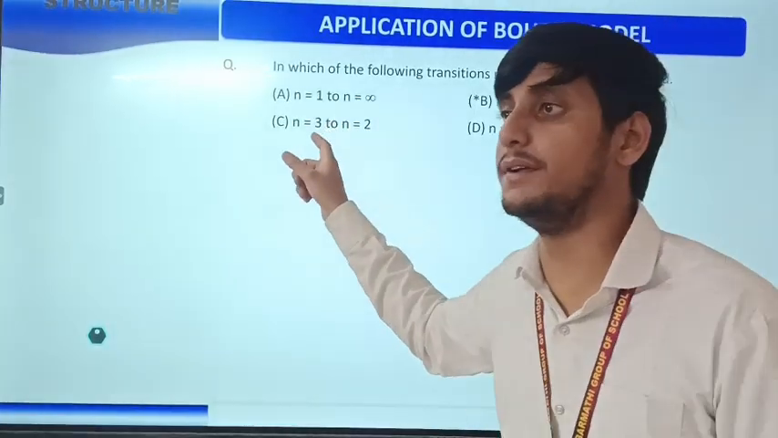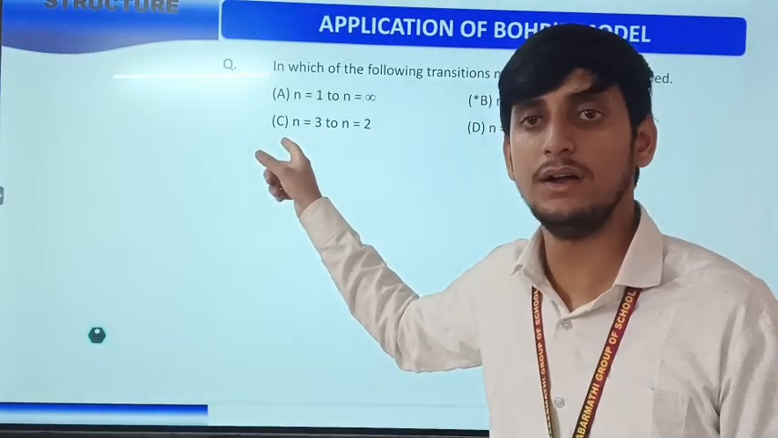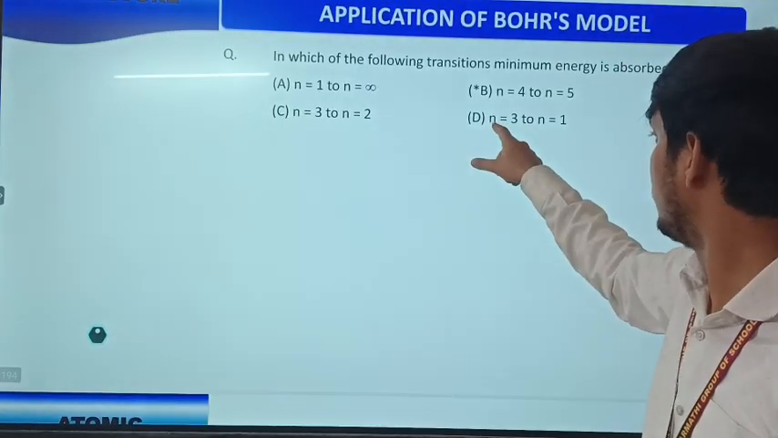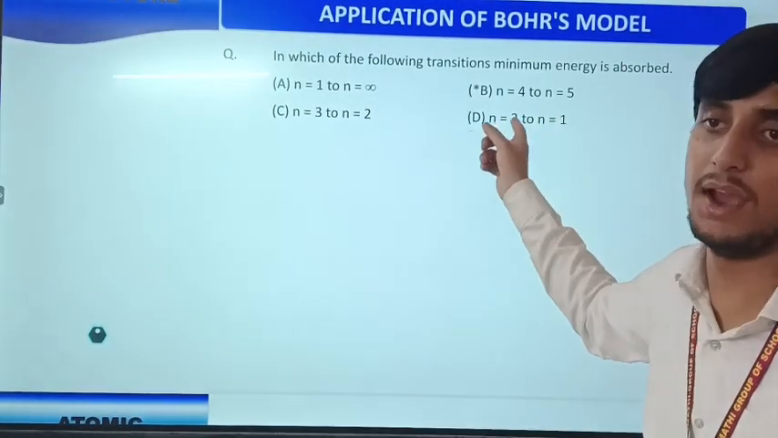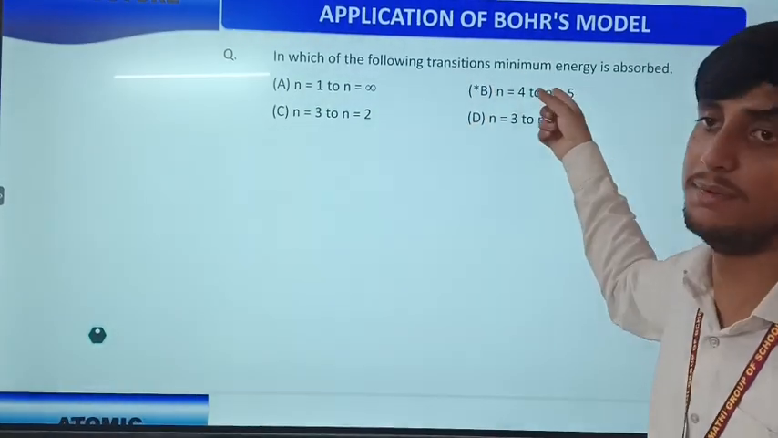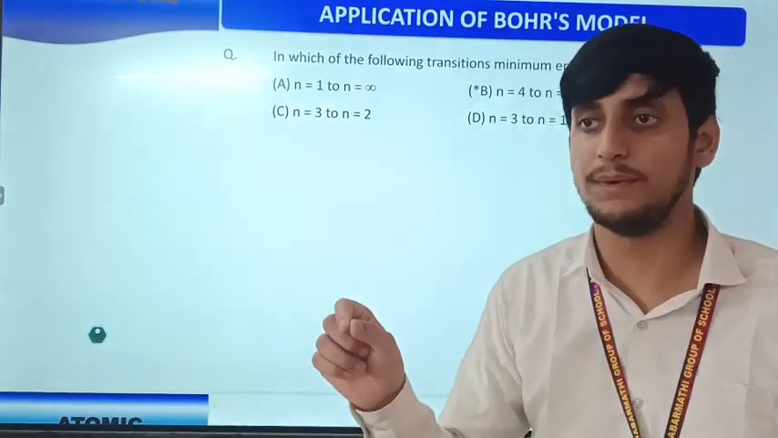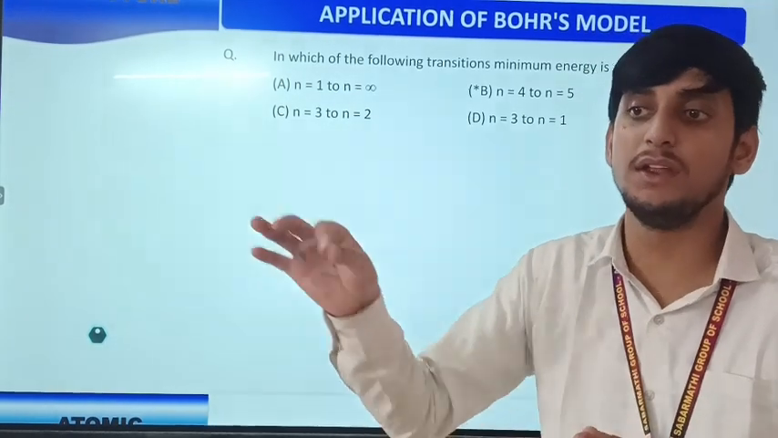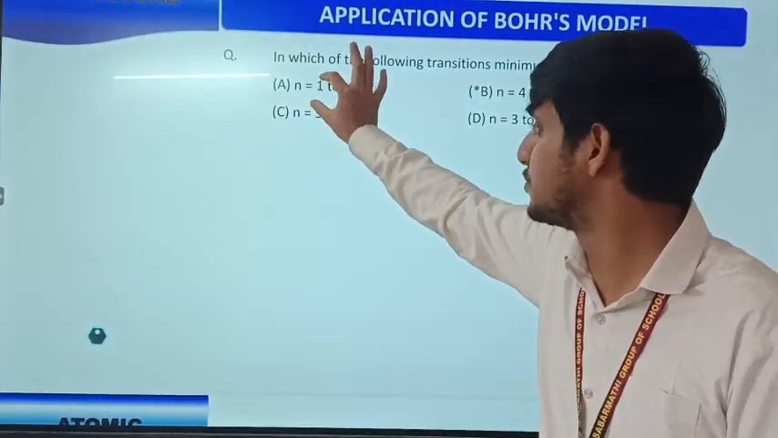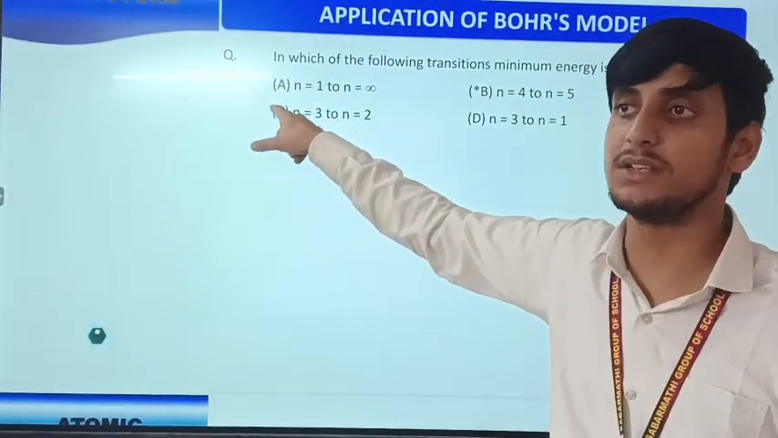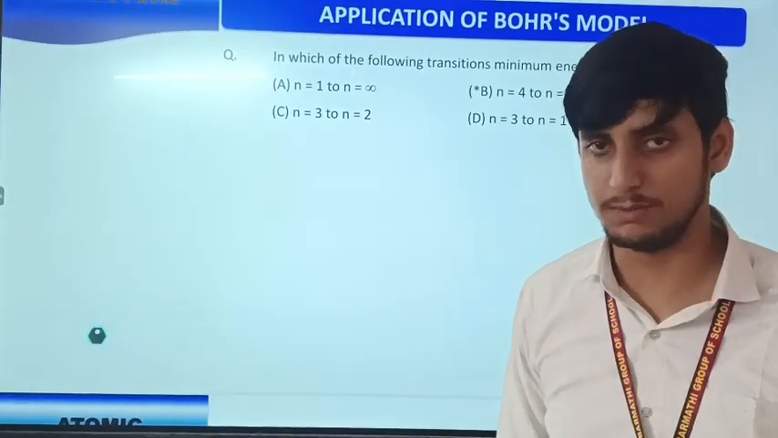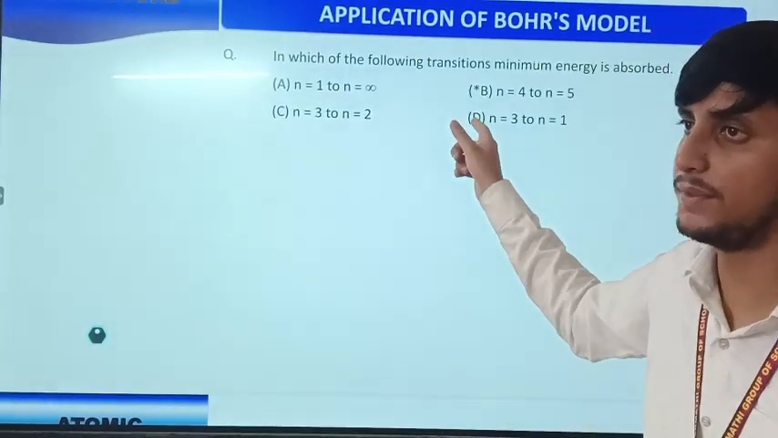Is energy released or required? Energy released. Fourth, n3 to n1, energy released. Second, n4 to n5, from 4 to 5, is present away from the nucleus compared to this one. First, n1 means electrons are removed from the first shell, so the energy required is maximum. So the answer is the second option.